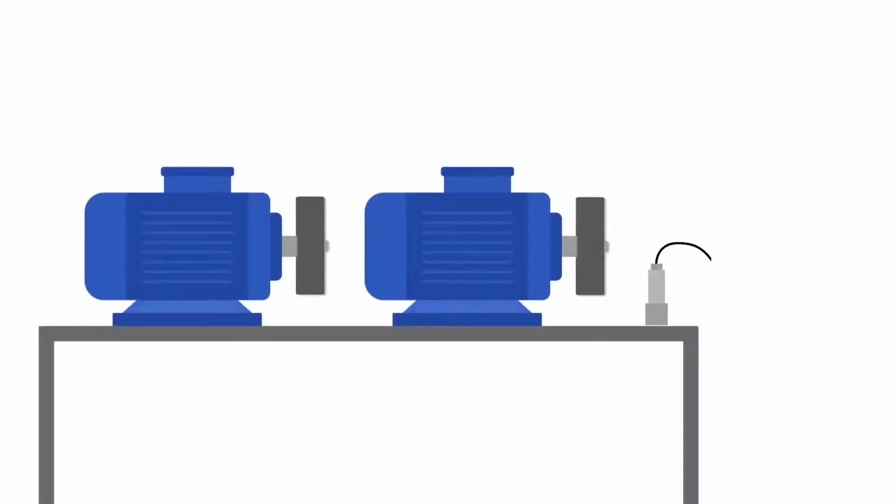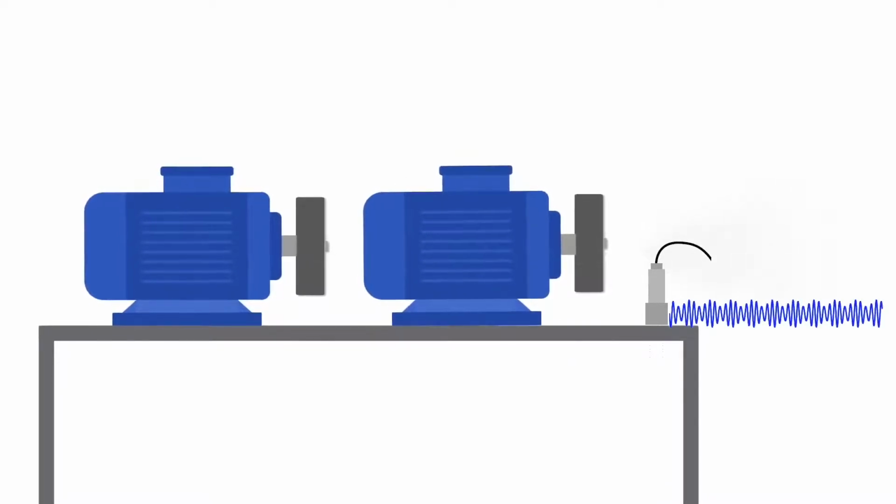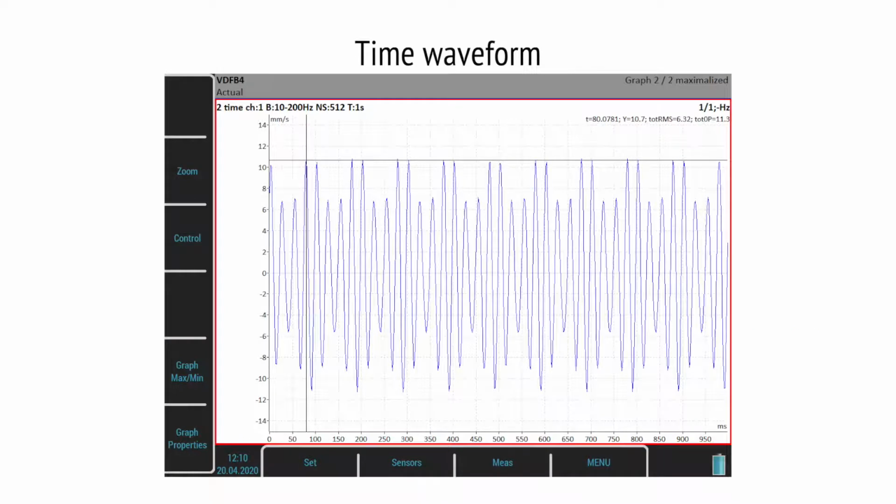For better understanding, imagine a foundation or frame with two motors mounted on it. The motors have different unbalance and different speed values. If you put the vibration sensor on the foundation, you can measure the overall value like this: 6.3 millimeters per second. But you are not able to distinguish which motor is causing most of the measured vibration. Then you can look at the signal in time waveform. You will see this. The signal is composed from two separate vibrations from each motor. You are probably not able to identify the source of the vibration either.